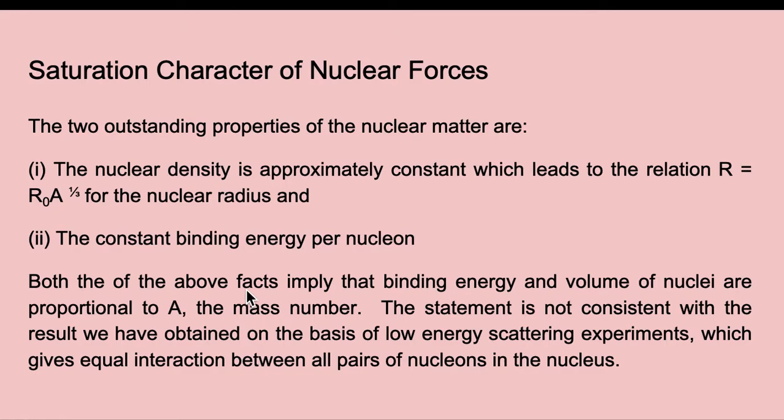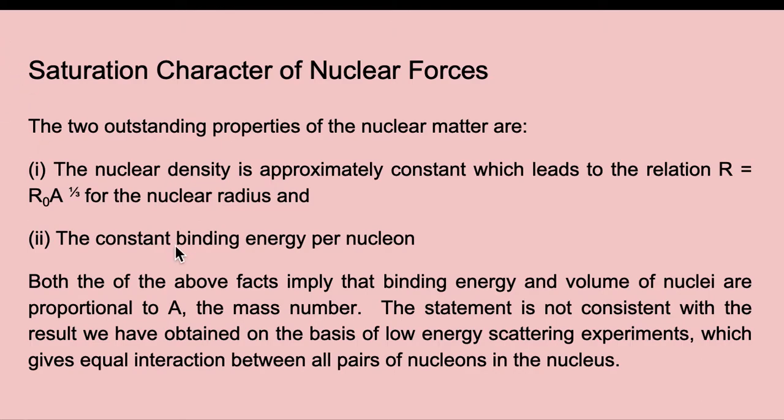The two outstanding properties of the nuclear matter are, the first one, the nuclear density is approximately constant, which leads to the relation R equal to R0 A raised to 1 by 3 for the nuclear radius, where R is the nuclear radius and R0 is a constant. This equation is not new, and A is the mass number, and from this you can write the expression for volume, and there you can see that the nuclear density is almost a constant.